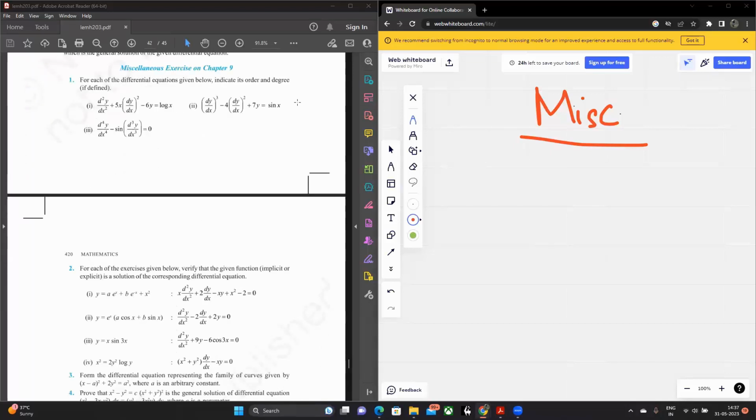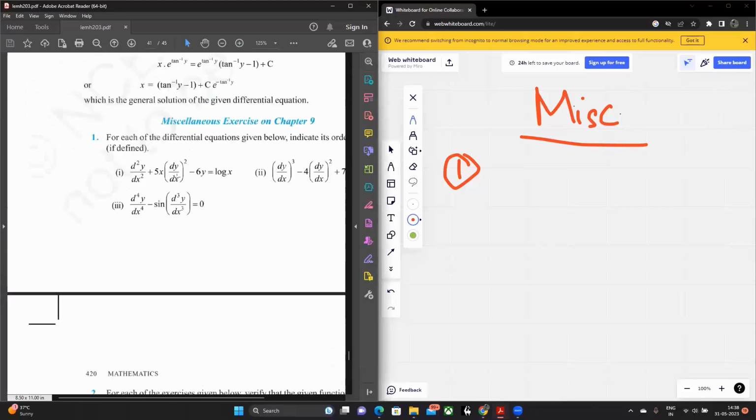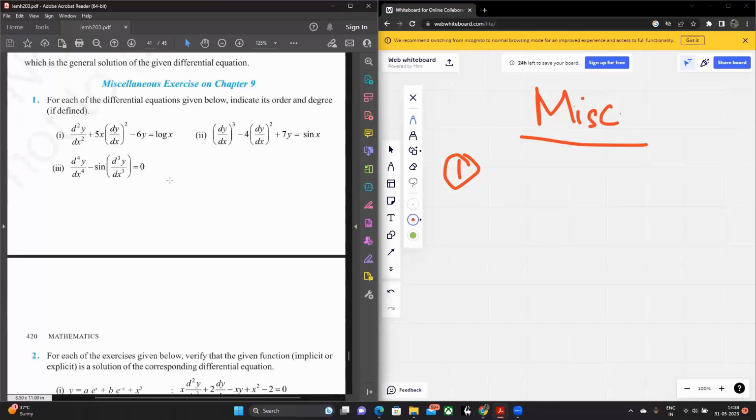Since this is the end chapter exercises, I'm not going to be providing a brief or anything. I'm just going to directly go with the exercise. Question number 1 in miscellaneous: for each of the differential equations given below, indicate the order and degree. First of all, I hope you all remember what I've told you about the order and the degree.